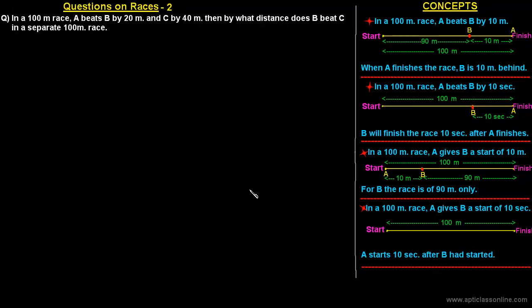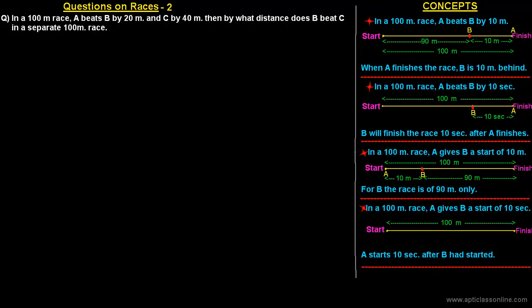Welcome to the class. In this class, we will discuss and extend our discussion of the questions based on races with the help of this example. On the right side of this blackboard, I have written some of the basic concepts and terminologies related to races. On the basis of this, we can solve this question. We have discussed these concepts and terminologies in part 1 of this lecture.